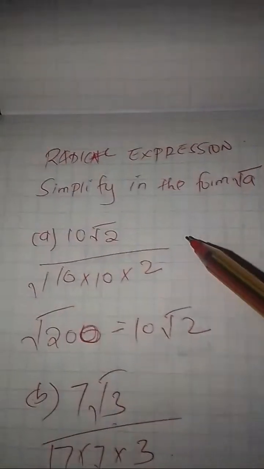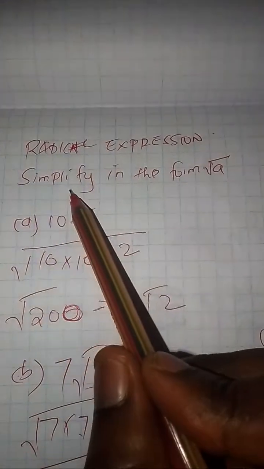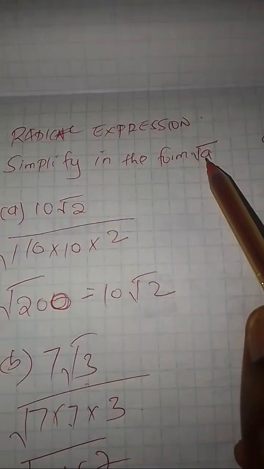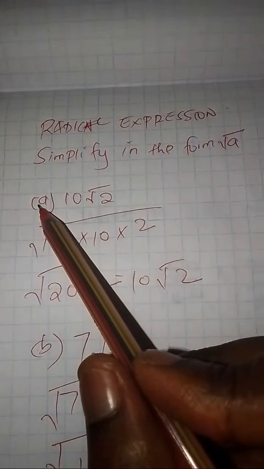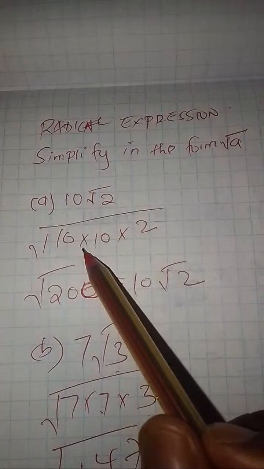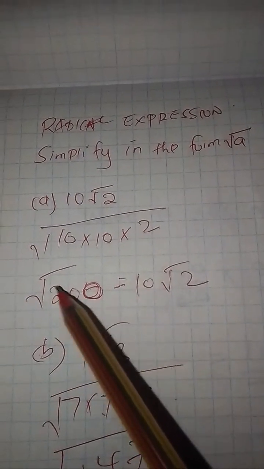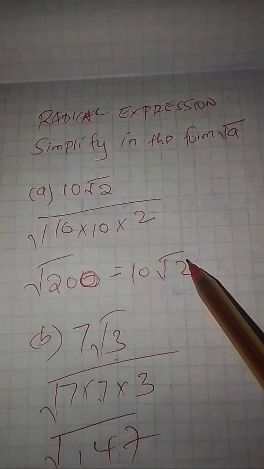So I'm repeating, we are talking about radical expressions, simplified in the form of root A. So we had begun with part A, 10 root 2. So 10 root 2 can be written as 10 multiplied by 10 times 2, and it shall be root 200. So root 200 is 10 root 2.